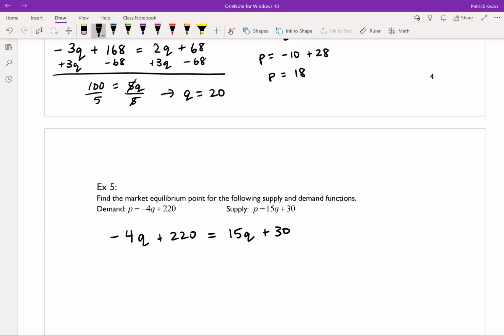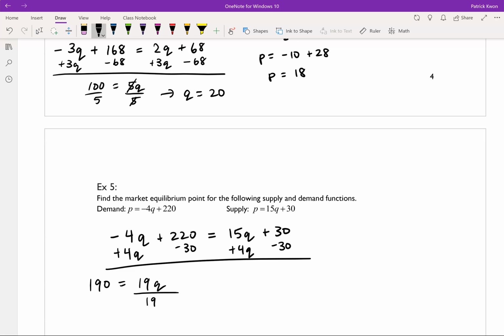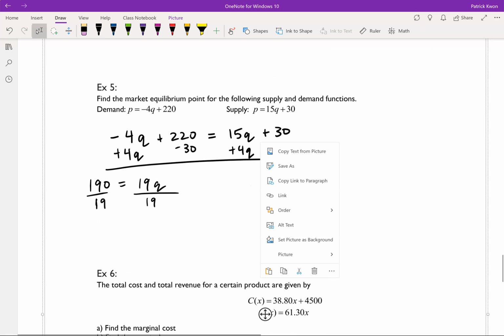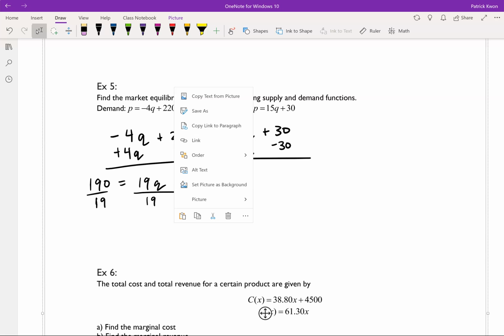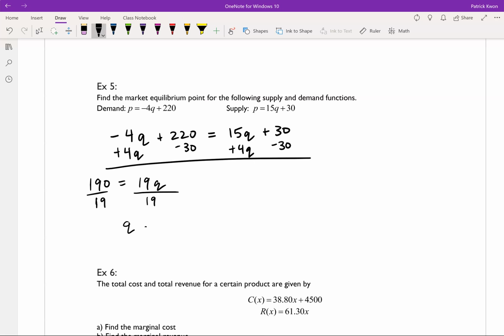So I've gone ahead and I've set my two equations equal to each other. I'm going to add 4Q to both sides and also subtract 30 from both sides. And if I do that, then we get 190 is equal to 19Q. And then if I divide both sides by 19, oops, be careful. Those 9s and those Q's can look very similar. So then we get Q is equal to 10.